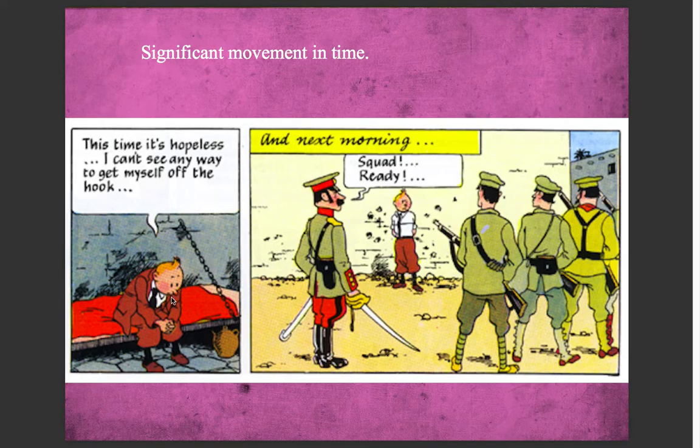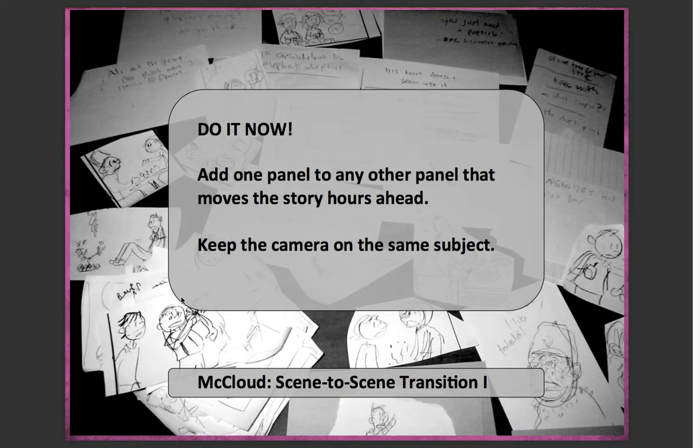It's changed in time, it's changed in place. So we're calling it another scene. McLeod would call this a scene to scene transition. So let's do that. Let's add one panel to any of those other panels that moves the story hours ahead. But you're going to keep the camera on the same subject, whatever subject is in your story. And I know at this point, this story is getting weird, hard to control, a little bit out there. And again, that's fine. And in the postscript of this workshop, we're going to try and wrangle it in. So that's one variation on the scene-to-scene transition.